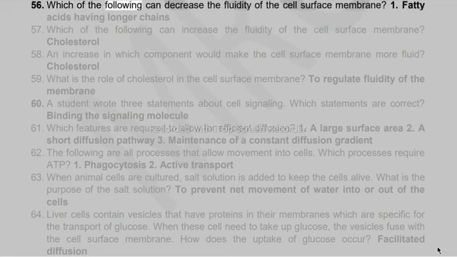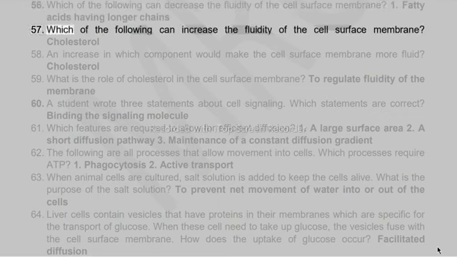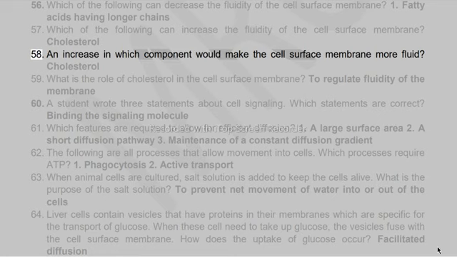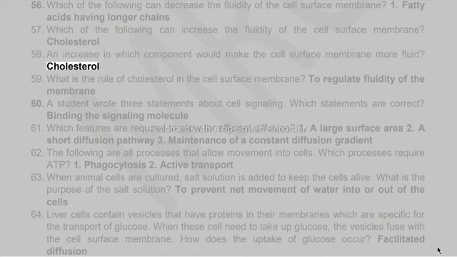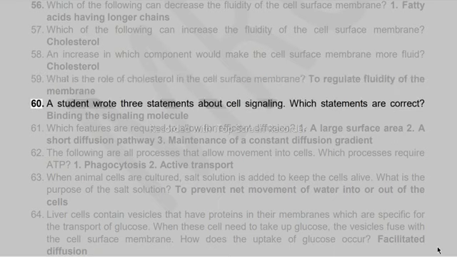56. Which of the following can decrease the fluidity of the cell surface membrane? 1. Fatty acids having longer chains. 57. Which of the following can increase the fluidity of the cell surface membrane? Cholesterol. 58. An increase in which component would make the cell surface membrane more fluid? Cholesterol. 59. What is the role of cholesterol in the cell surface membrane? To regulate fluidity of the membrane.